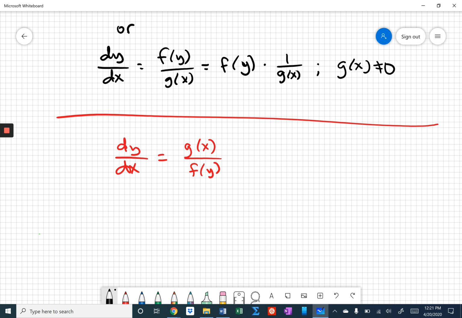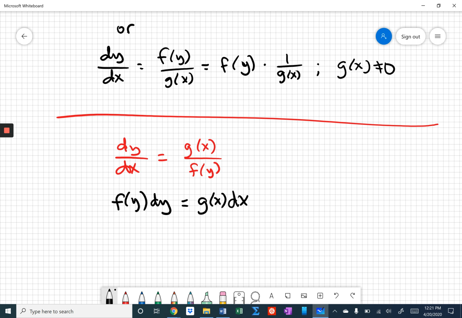So in order to rewrite this so all the x's are on one side, the right side in this case, and all the y's are on the left side, we're just going to do what we would call in fifth grade or sixth grade math, whenever that came up, cross multiply. And so if I cross multiply here, I get f of y dy equal to g of x dx. And all the y's are on one side, all the x's are on the other.